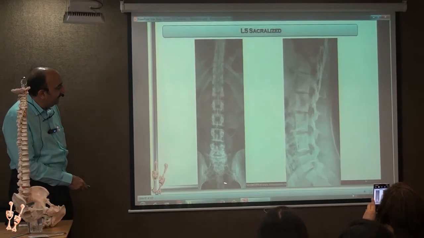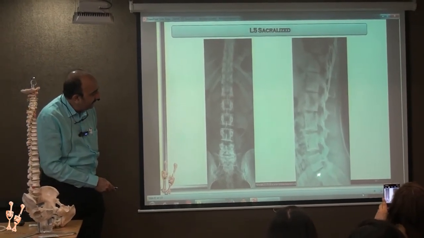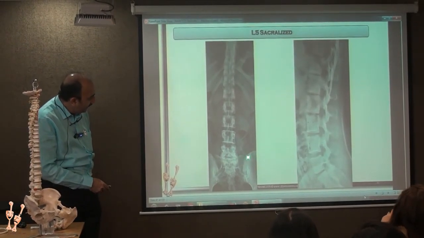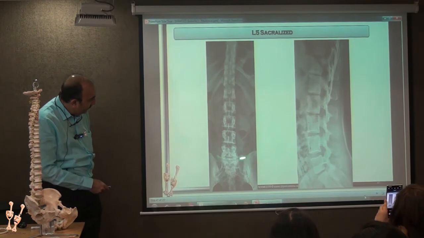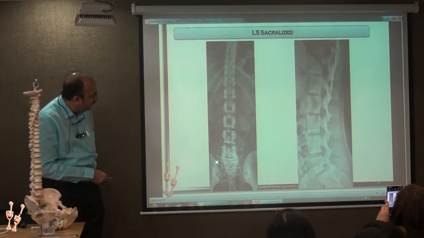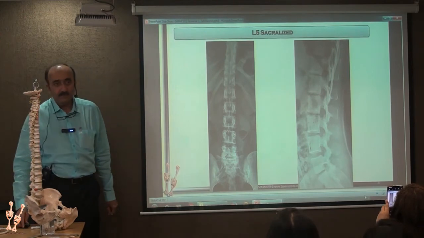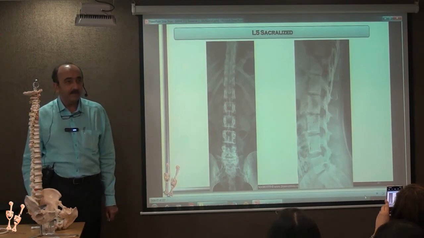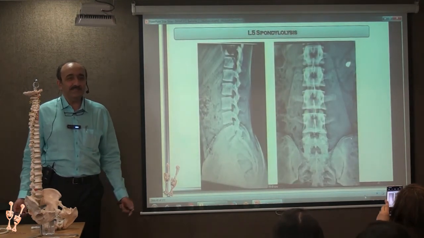This is a sacralized L5. Okay, the disc is rudimentary, and the vertebra looks fused together. So you start it this way. You have the last rib, so that's L1, L2, L3, L4. So L5 is gone into sacral. Any clinical significance of sacralization? No. It's a last mobile segment, that's about it.